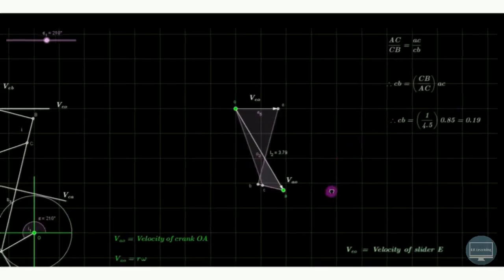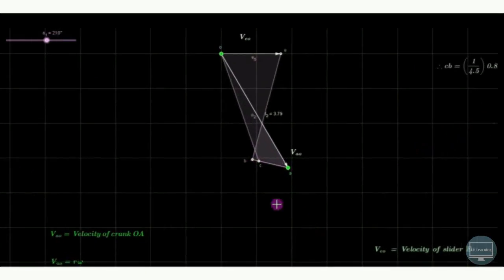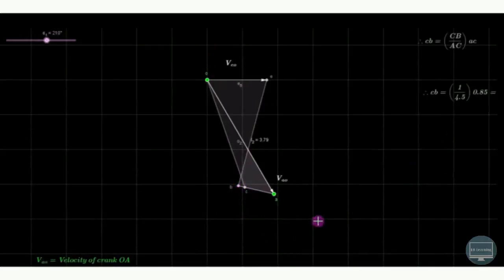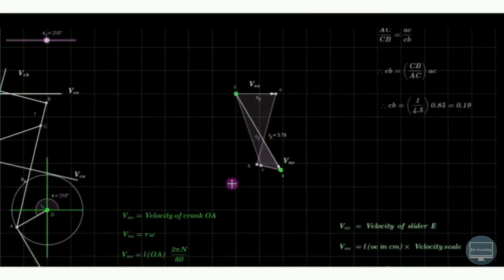So measure this particular length. By scale, this CB is 1 centimeter, this AC is 4.5 centimeter, and this ac from the velocity diagram is 0.85 centimeter. So you'll get cb is equal to 0.19. So from C, extend this AC further so that you will get this cb equal to 0.19 centimeter. This is shown over here. In this way, we can find out this particular B point.